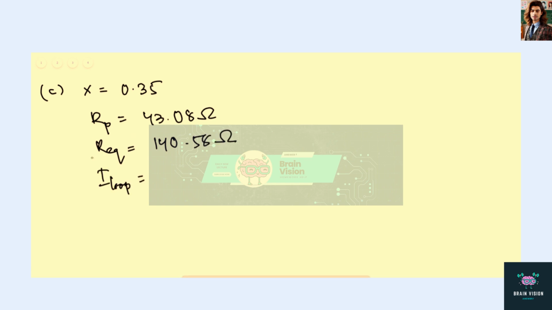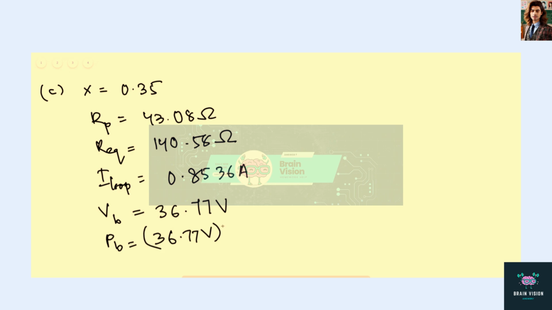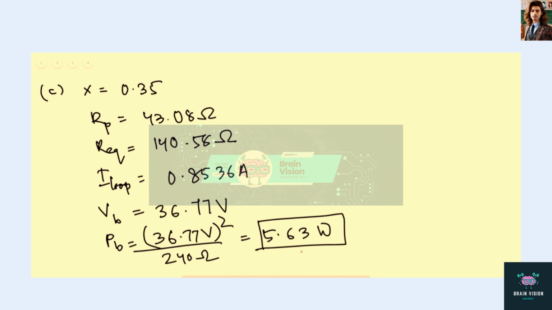Therefore, now that you have the equivalent resistance, you can find the current flowing through the loop. That will come out to be 0.8536 ampere. The next step will be the voltage across the bulb, that is 36.77 volt. Now you can finally find the power of the bulb by taking the square of the voltage and dividing it by the bulb resistance. This will give the power to be 5.63 watt. So that is the power for the third part.